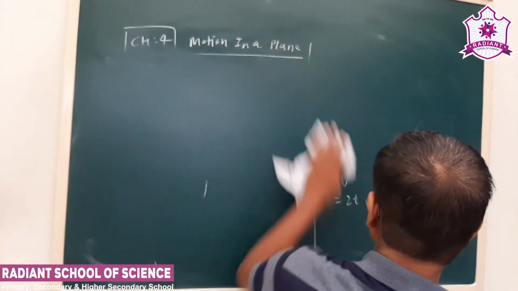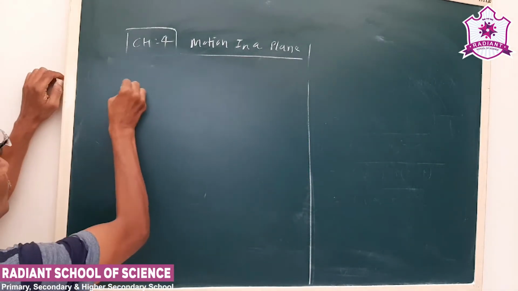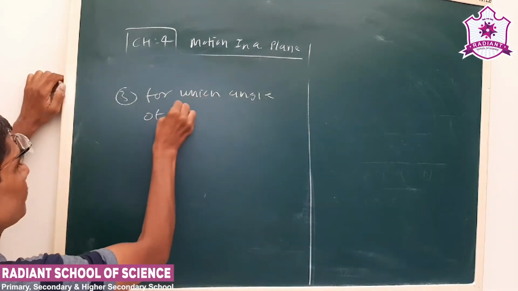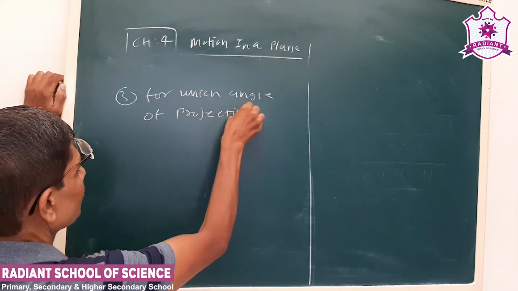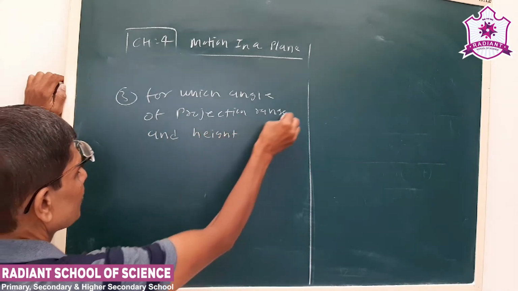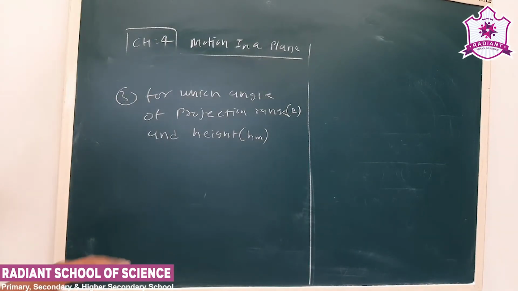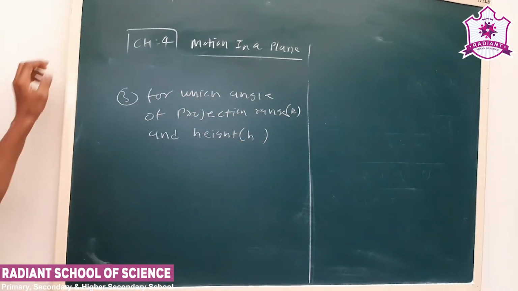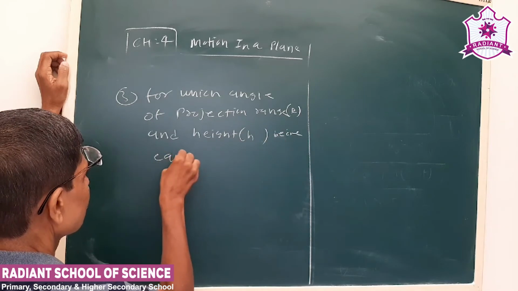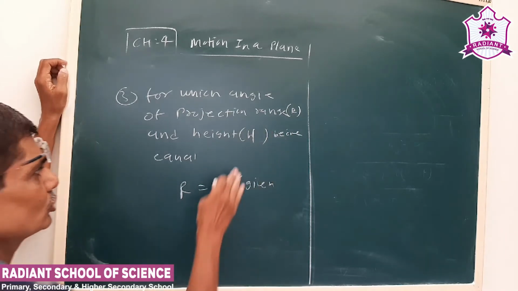Now, next MCQ, related to projectile motion. The question says: for which angle of projection will the range and height become equal? You can write H also, no issue.